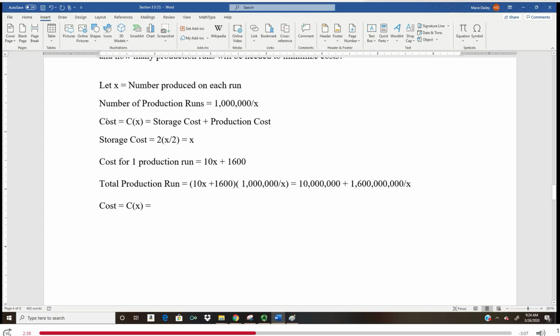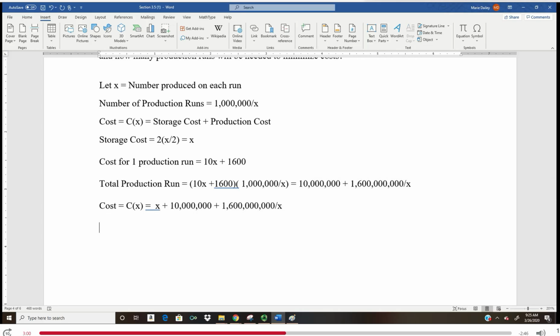From before, we said that our total cost function was the storage cost plus the production cost. So the cost function is my storage cost, which is just X, plus my total production cost. Boom, there we go.